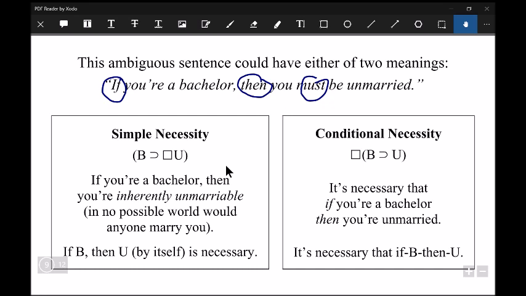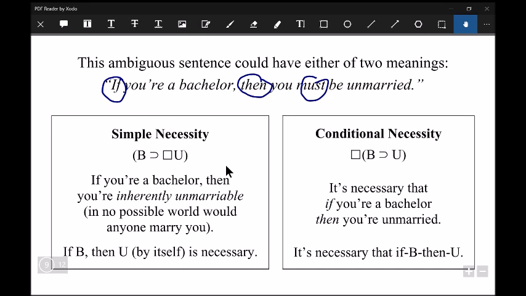Okay, Joey, you're talking to one of your friends, and what are you saying? Well, Dr. Gensler, sometimes people make fun of me and they say I'm inherently unmarriable. Would that be that form?